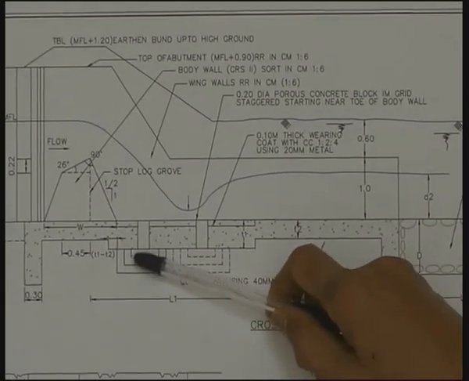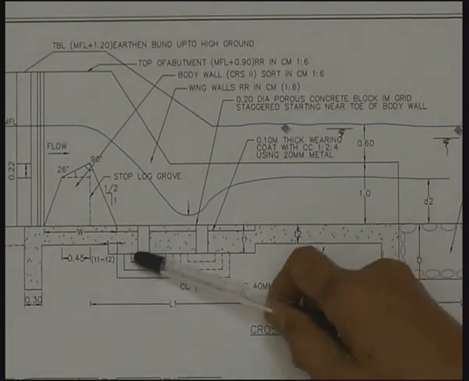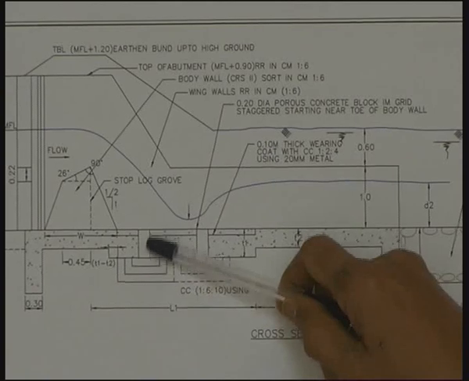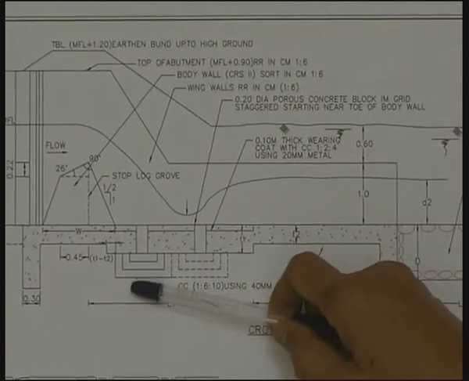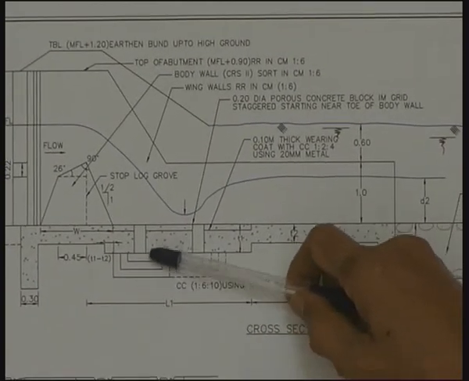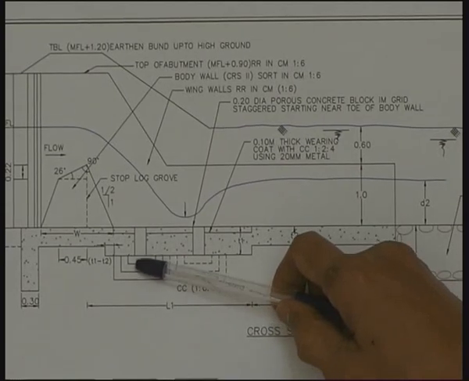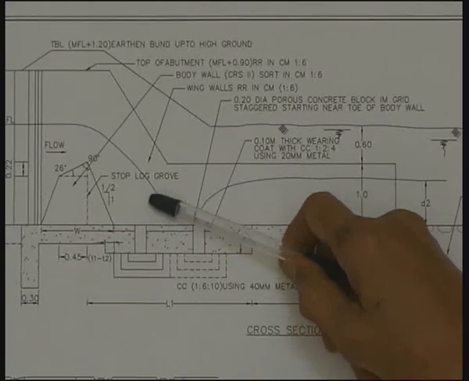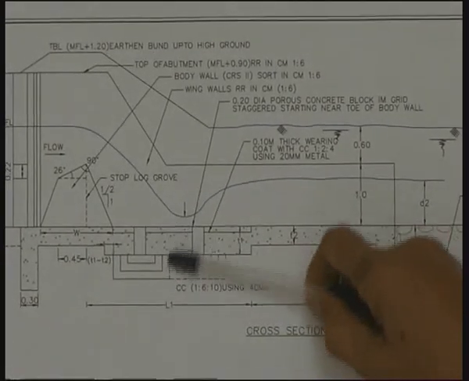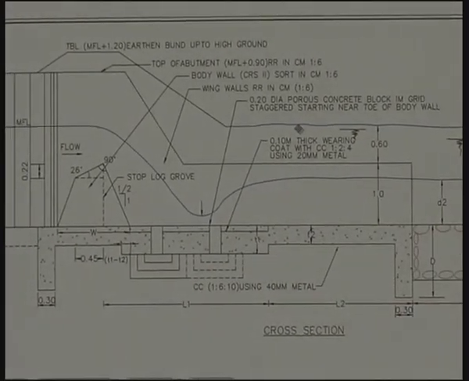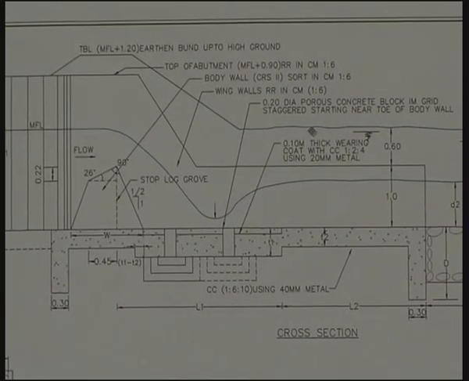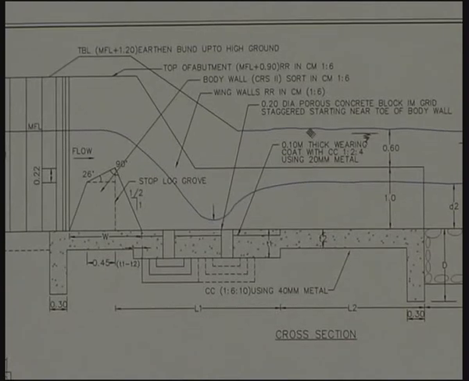Now by providing these devices of reverse filter and hollow concrete blocks, we are reducing the uplift pressure because the pressure is released through this filter as well as the hollow block, and therefore the thickness of apron can get reduced. So these are the economies made in the design to see that the structural cost is brought to a minimum.